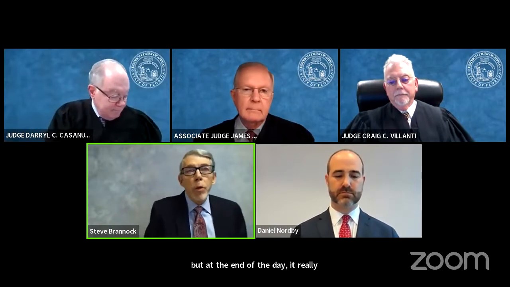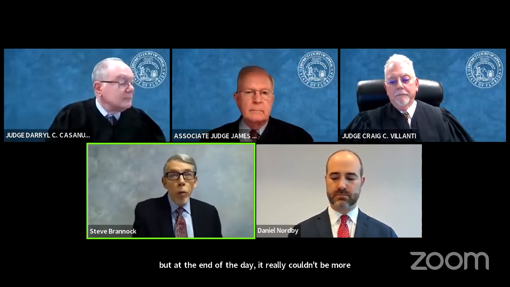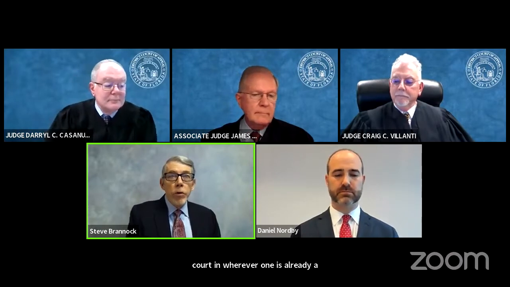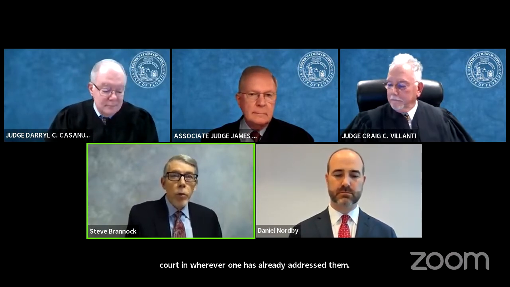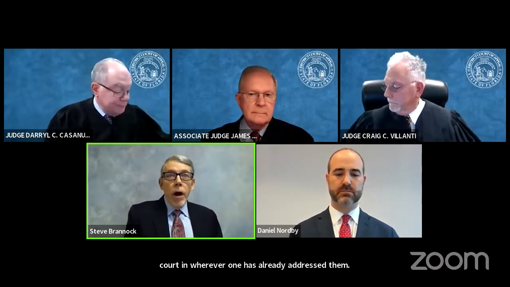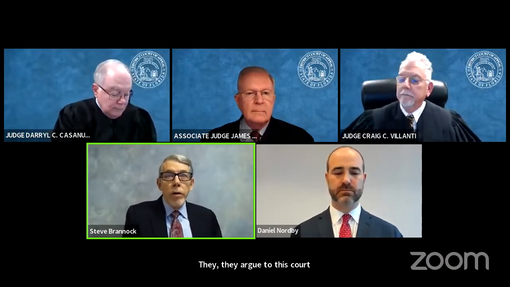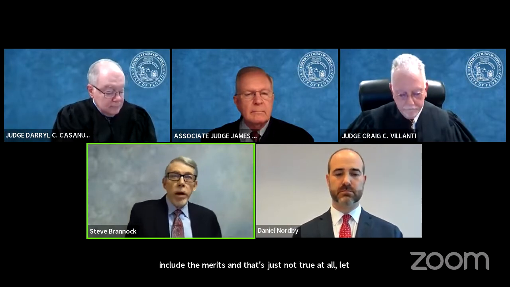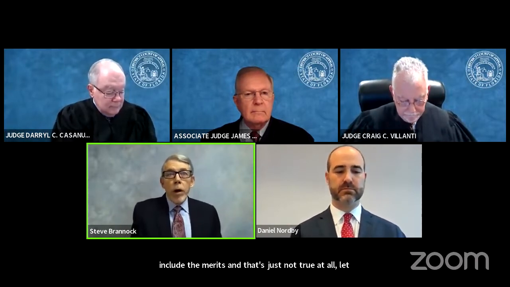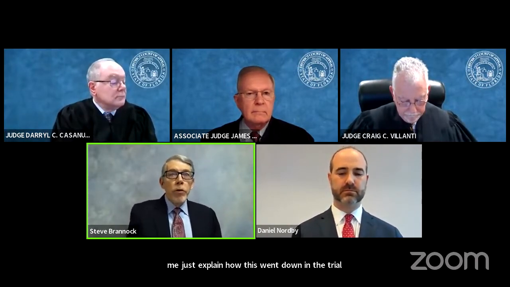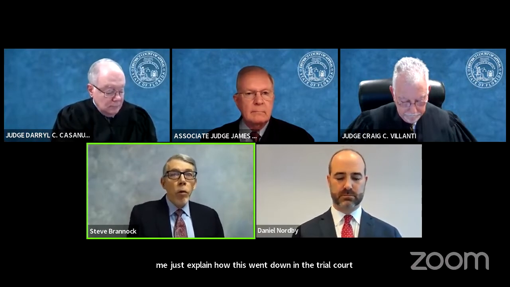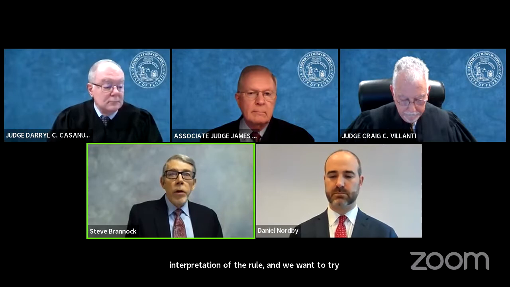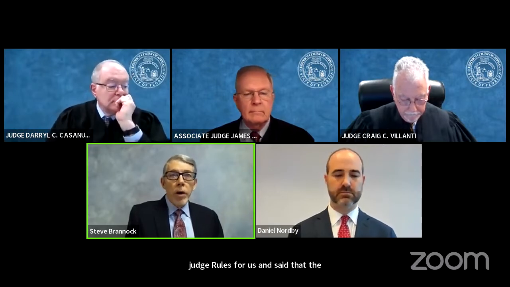First, it couldn't be more simple because this court in Weber 1 has already addressed the merits of the interpretation of the Board of Medicine rule. They argue to this court that Weber 1 didn't include the merits, and that's just not true at all. And let me explain how this went down. In the trial court, first, we moved for summary judgment on the interpretation of the rule, and we won. The trial judge ruled for us and said that the lower patient rate applies.